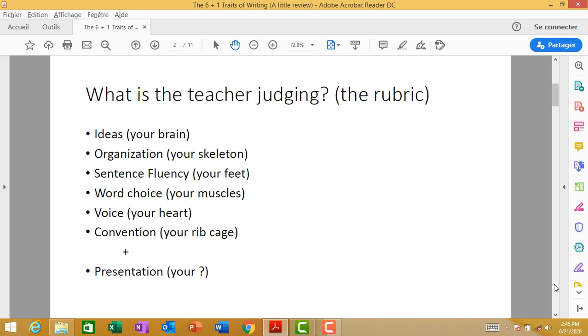Now let's look at what the rubric will look like. This is basically the 6+1 traits of writing. This is kind of what the teacher judges when they correct your pieces of writing. So let's talk about it. You have ideas, organization, sentence fluency, word choice, voice, conventions, plus presentation.